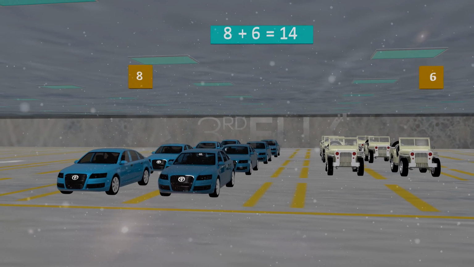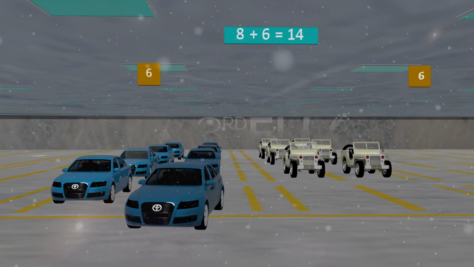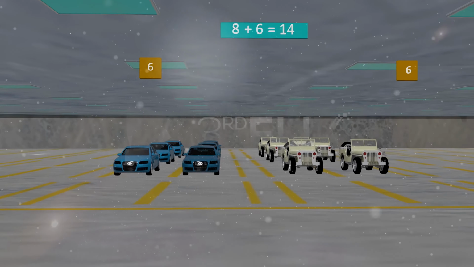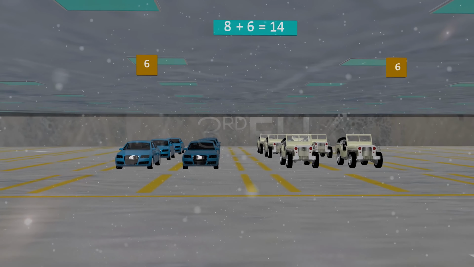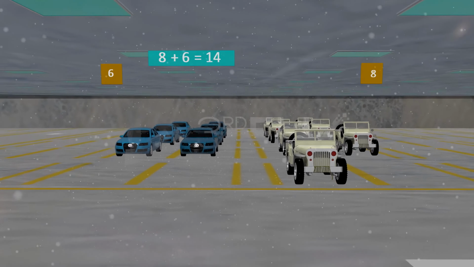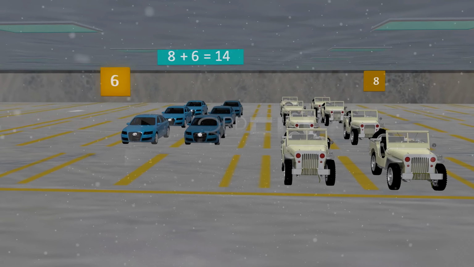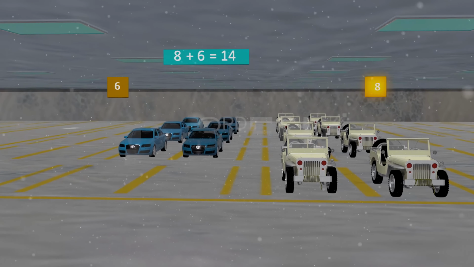Next, 2 customers took away their cars, and later another 2 customers came with their jeeps and parked. Now, how many cars and jeeps are there? There are 6 cars and 8 jeeps.